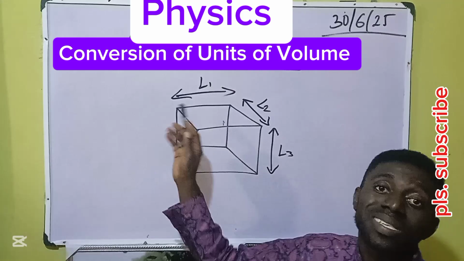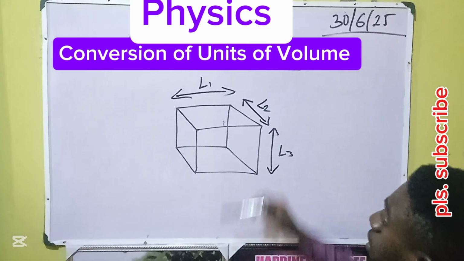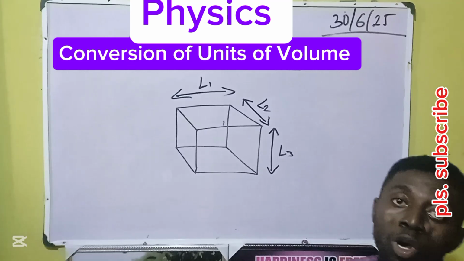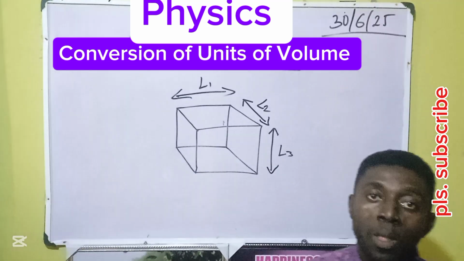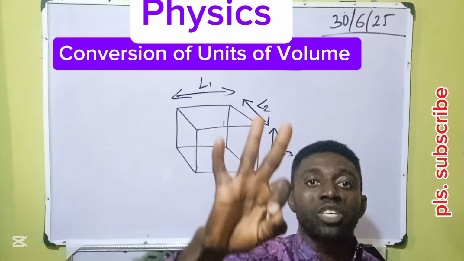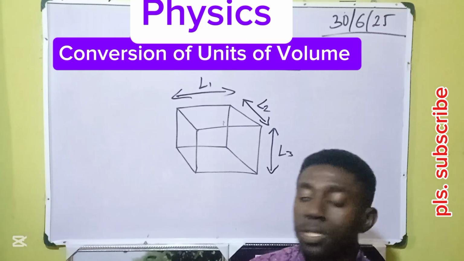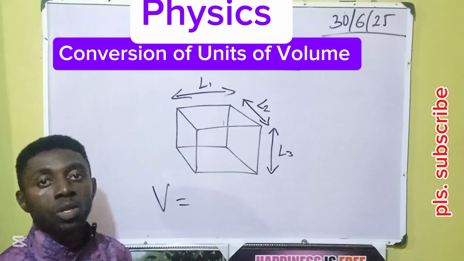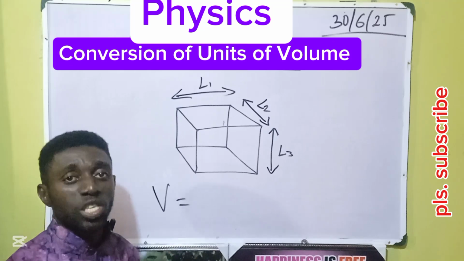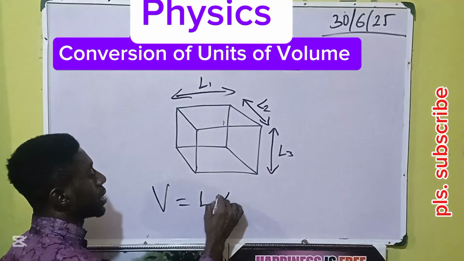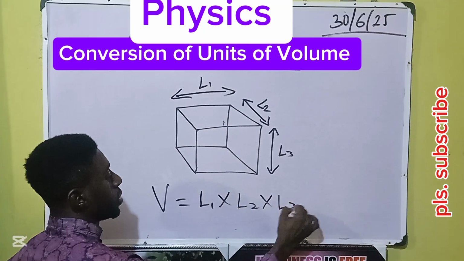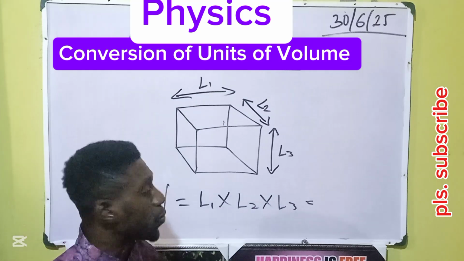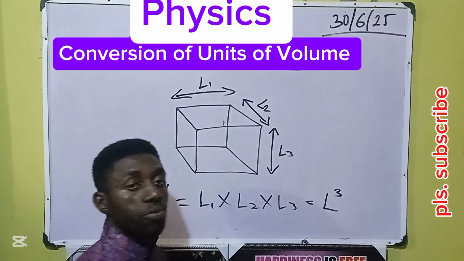Okay, we are more concerned with the 3 extensions in space here. Extension 1, 2, and 3. Therefore, to get the volume of this body, we are going to multiply the 3 extensions in space, L1 times L2 times L3, to get the total extension this body makes in space. If all sides happen to be equal, we can just put it this way, L cube.